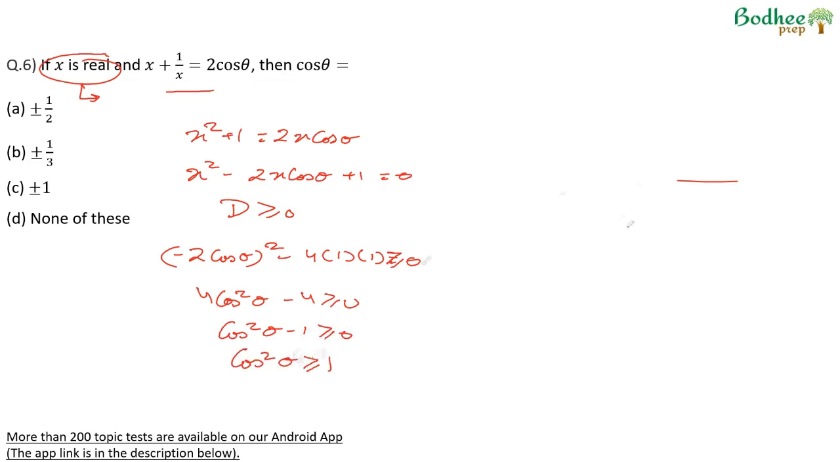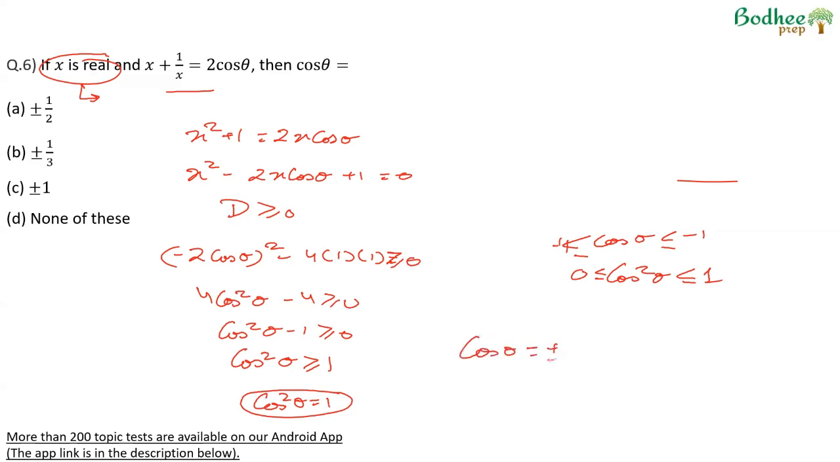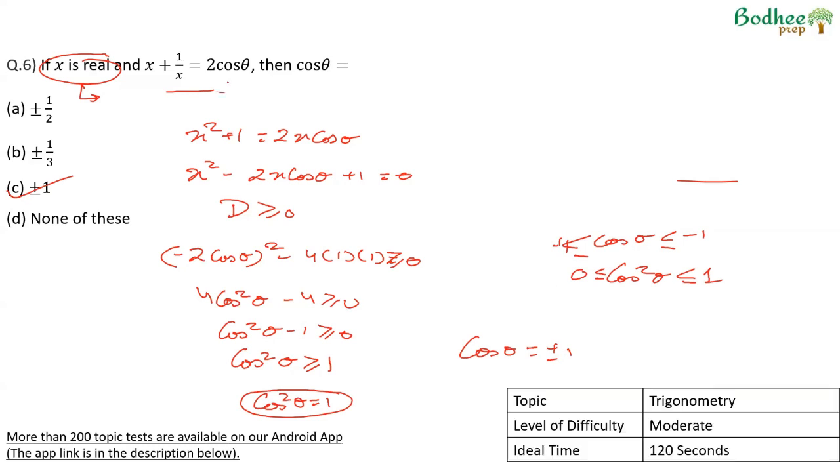But we know that cos theta lies between 1 and minus 1, and therefore cos square theta will lie between 0 and 1. We need cos square theta to be greater than or equal to 1, which means the only possibility is that cos square theta is equal to 1. If cos square theta is equal to 1, cos theta could be either plus 1 or minus 1. Option C becomes the answer. Moderate level of difficulty, would have seen similar questions earlier. Moreover, the quadratic part gives me a good starting point. Therefore, about 2 minutes to solve, moderate question.